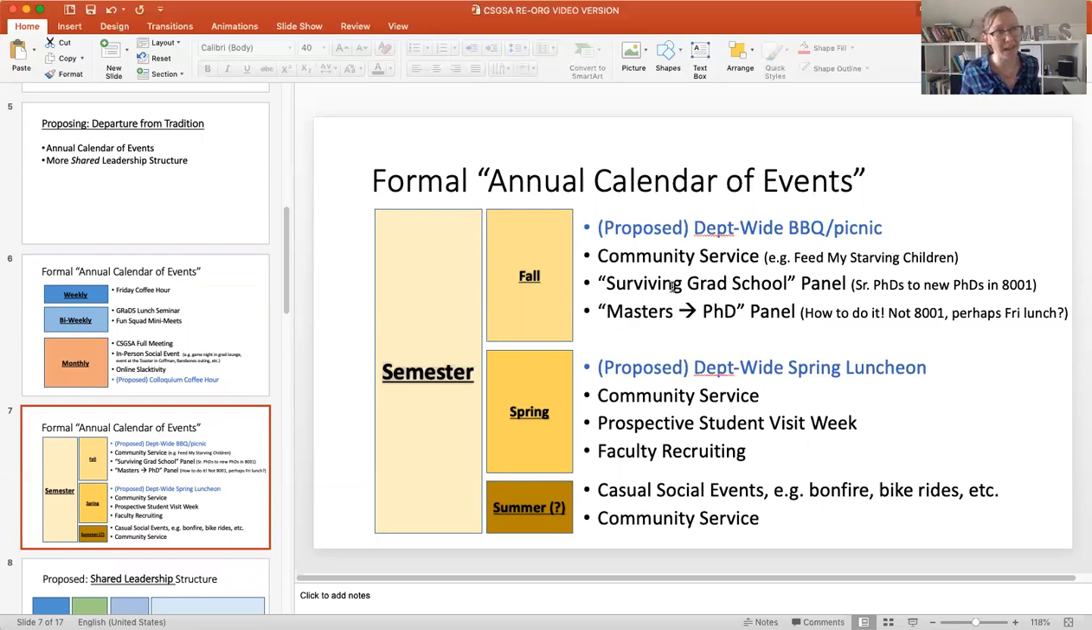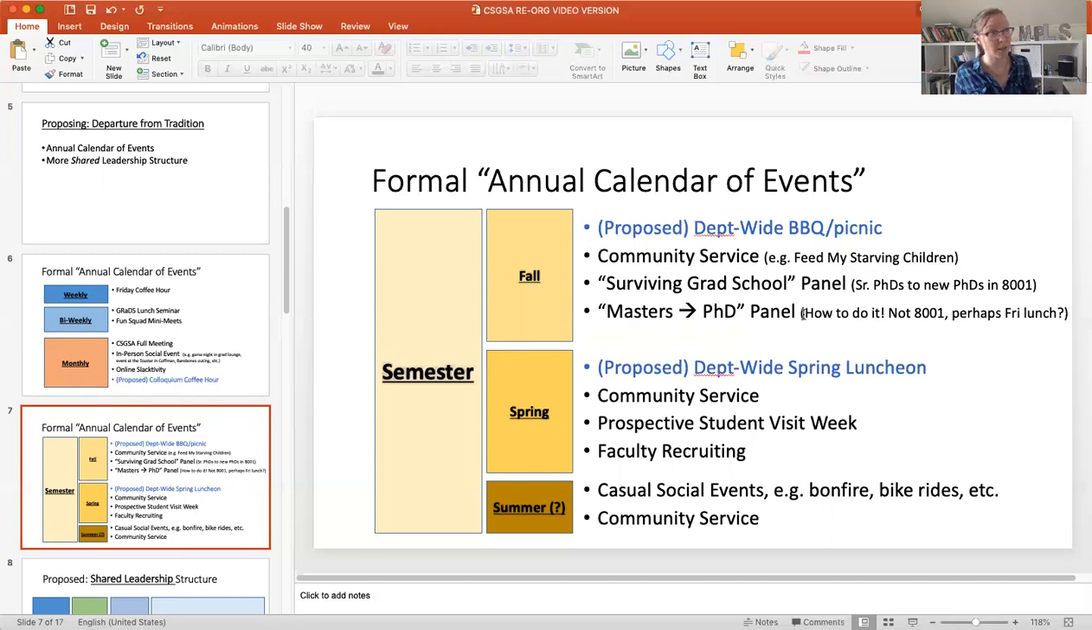We've proposed to add one community service event per semester on a relatively formal basis. So this might be something out in the community. It could be related to computer science. It also might have nothing to do with computer science and just be an opportunity to do good in the world and to get to know our colleagues a little bit better.